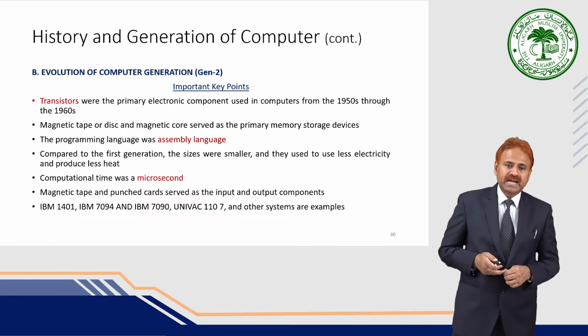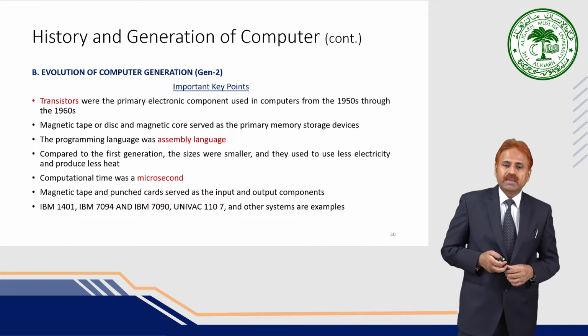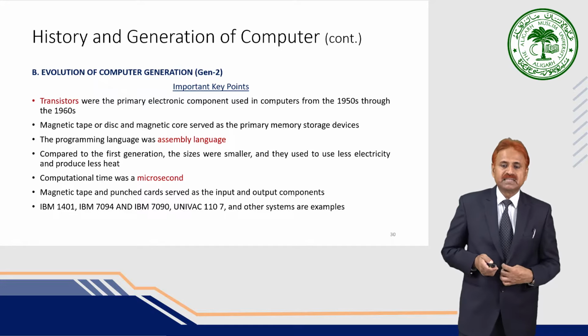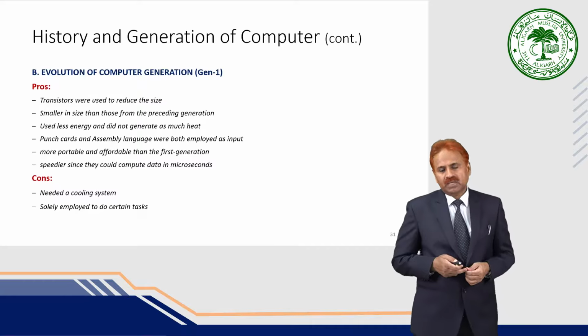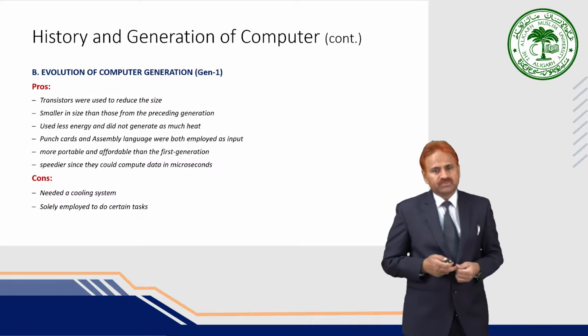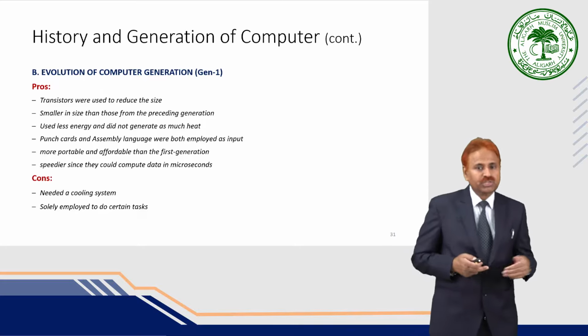IBM 1401, IBM 7094, IBM 7090, UNIVAC 1107, and other systems are examples of second generation computers. We can see here the pros and cons of these computers. Transistors were used to reduce the size.